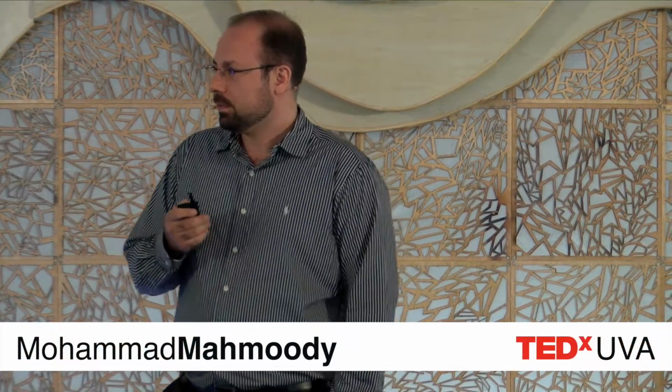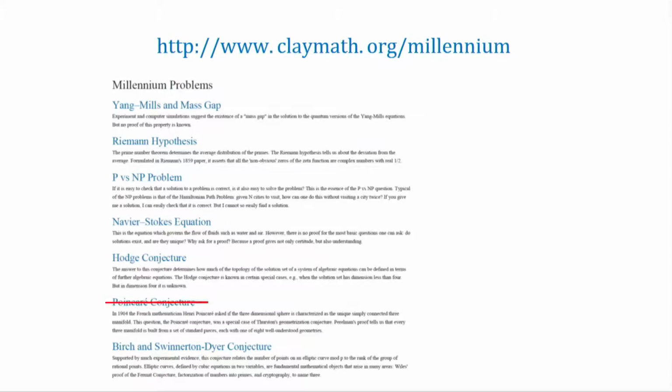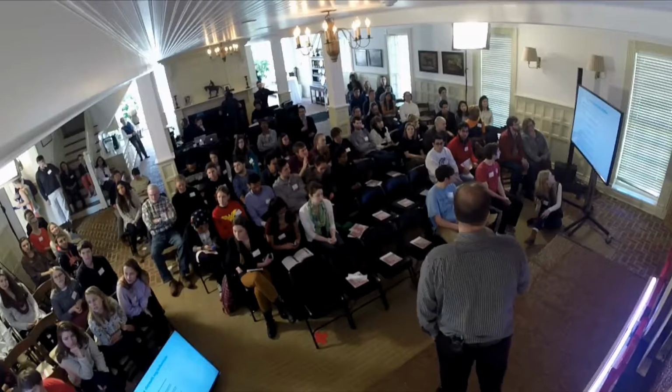Okay, so let me start by showing you a list of 7 math problems. I'll tell you in a moment how it relates to crypto, but these are pure math problems, 7 of them, listed by the Clay Institute of Mathematics in 2000. They're called millennium problems because if you solve any of them, you get $1 million. Unfortunately, one of them is solved, so we have only 6 to try.